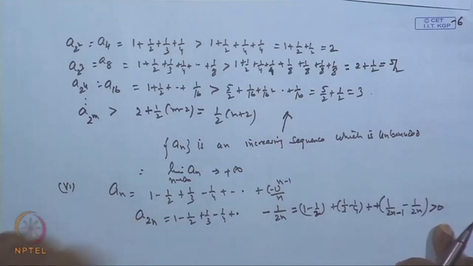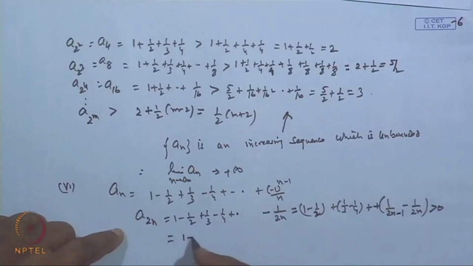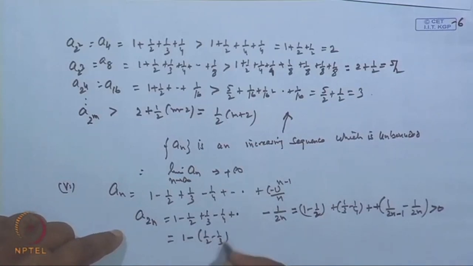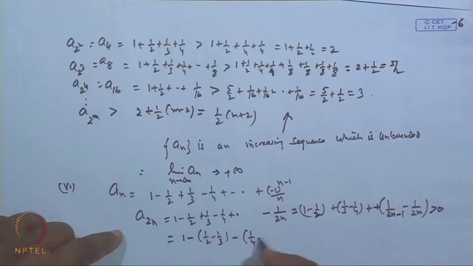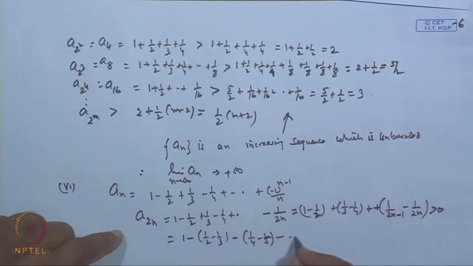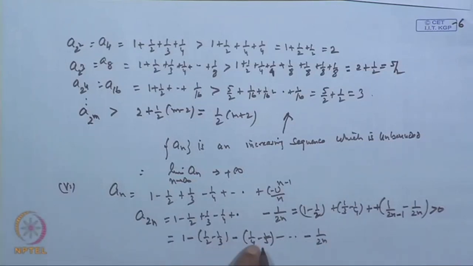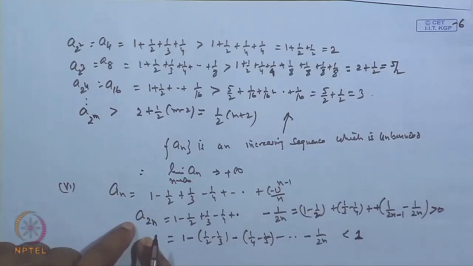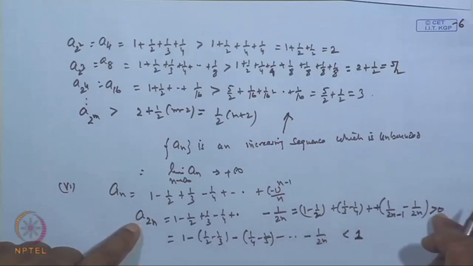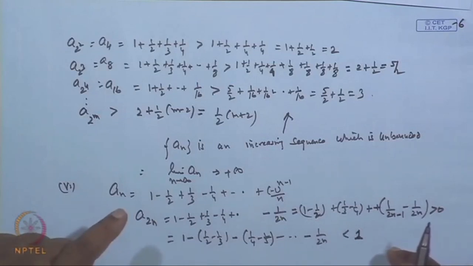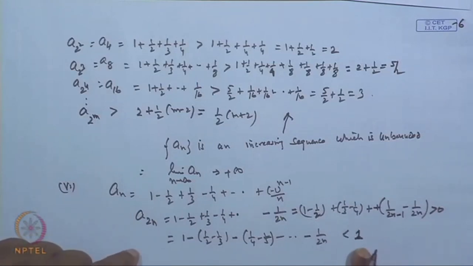Okay? Is it okay? And then this can also be written like this: 1 minus half minus 1 third minus 1 by 4 minus 1 by 5, and so on, and the last term will be 1 by 2n. Now, these terms are positive, so you are subtracting a positive quantity from 1, so it will be strictly less than 1. Is it not? It means the sequence a 2n, when n is even, is a sequence of positive terms and is upper bounded.